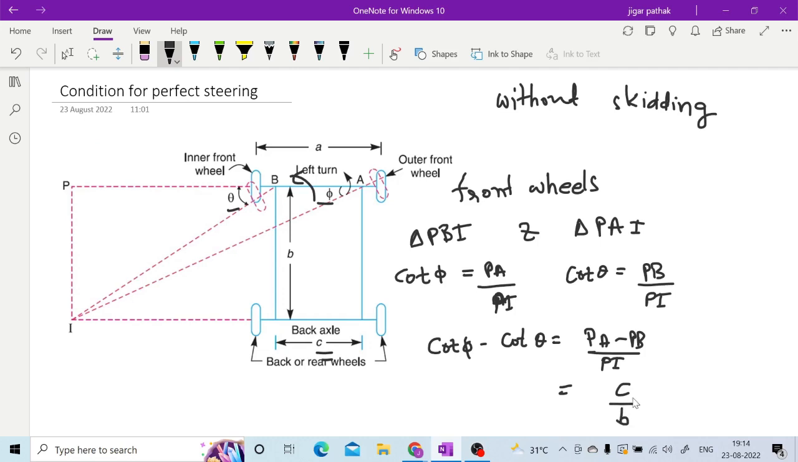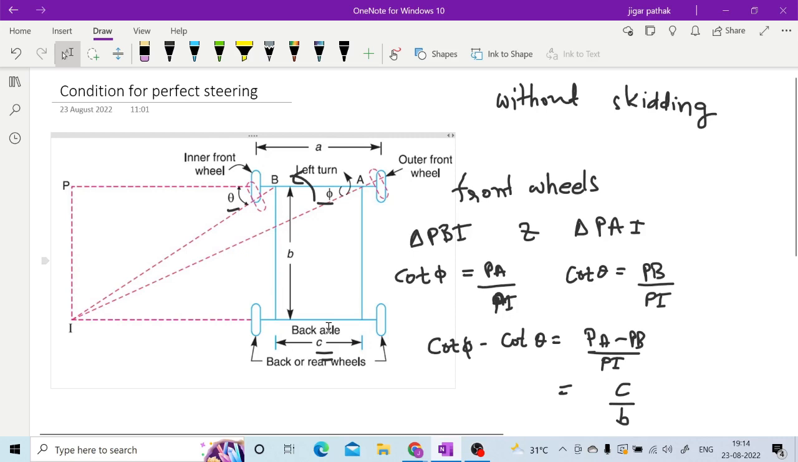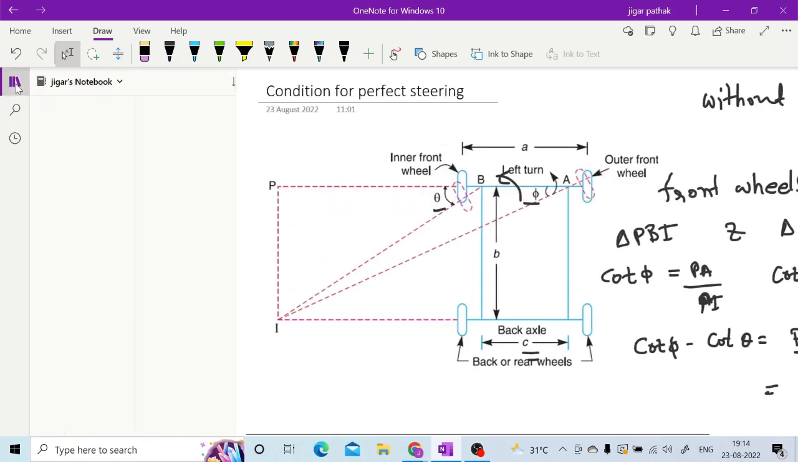So this is how, in order to avoid skidding while taking a turn, the condition for perfect steering is given with cot phi minus cot theta equal to C by B, right? And B is the distance between front and rear wheel, right? So this is how you have the condition for perfect steering.